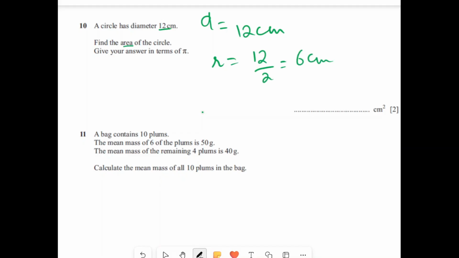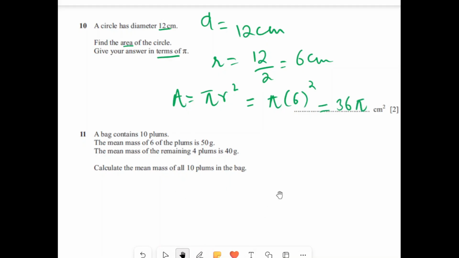The area of the circle is equal to pi r squared. The radius is calculated as 6 centimeters. So pi times 6 squared. They are asking to give the answer in terms of pi, so it will be 36 pi centimeters squared.